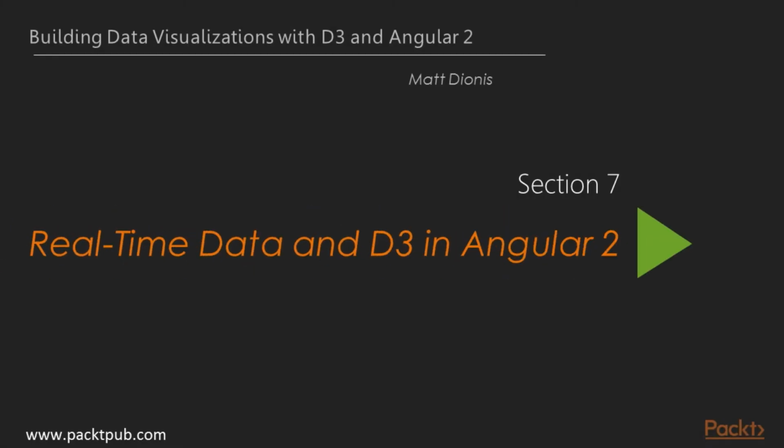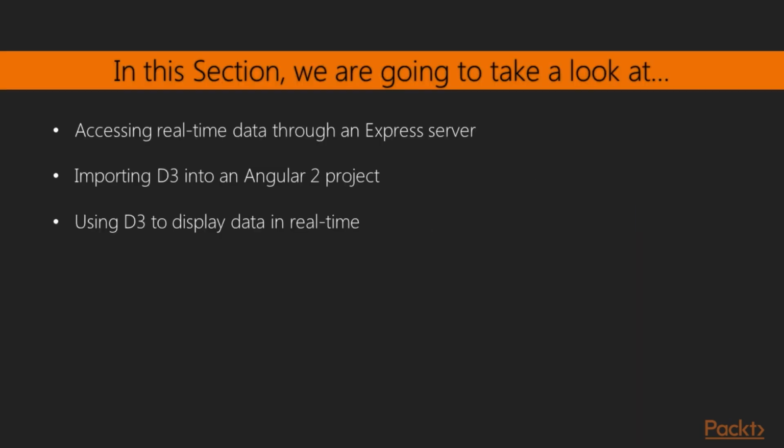Welcome to the section on combining D3 and Angular 2, real-time data, and D3 in Angular 2, where we'll add an Express server with Socket.io functionality to an Angular CLI-based app to get real-time data. We will begin by discussing our Node.js, specifically Express server. We will then learn how to import D3 into our Angular 2 app. Finally, we will learn how to use D3 to display data in real time.